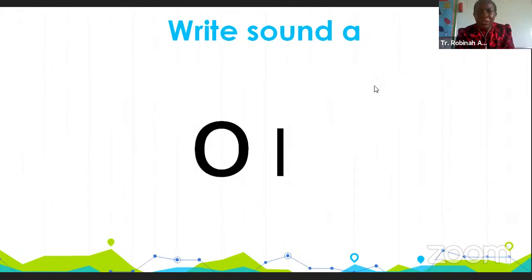So my dear children, we are going to learn how to write sound ah. And you have to know that for you to write sound ah, you draw a ball and a standing line. A ball and a standing line. And you put them together. Now you're going to see how I have put them together.